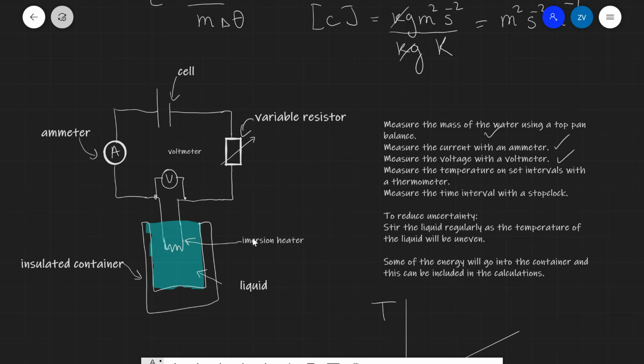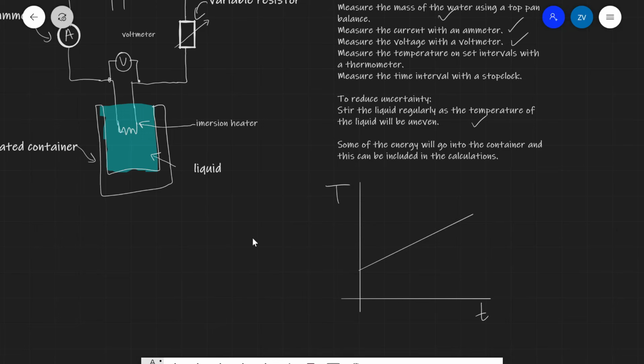Now, to reduce uncertainty in this experiment, we're also going to try and stir the liquid regularly, as the temperature of the liquid will be uneven. Some of the energy may go into the container, and this can be included in the calculations. After we've done this, what we want to do is to plot a graph. Just write this: plot a graph of temperature against time, as shown over here. Now we can actually use this graph.